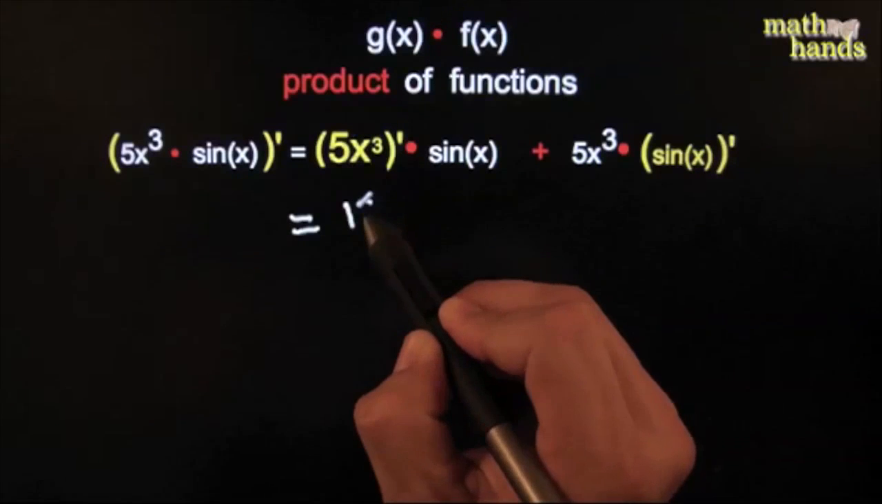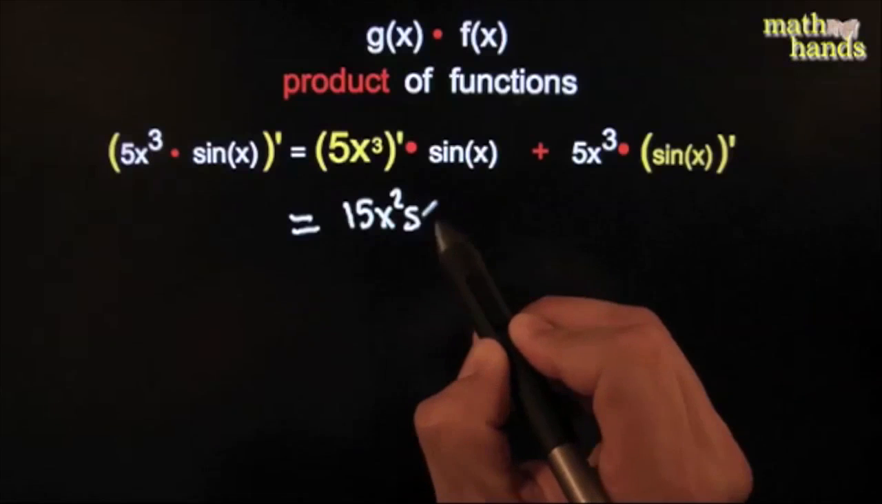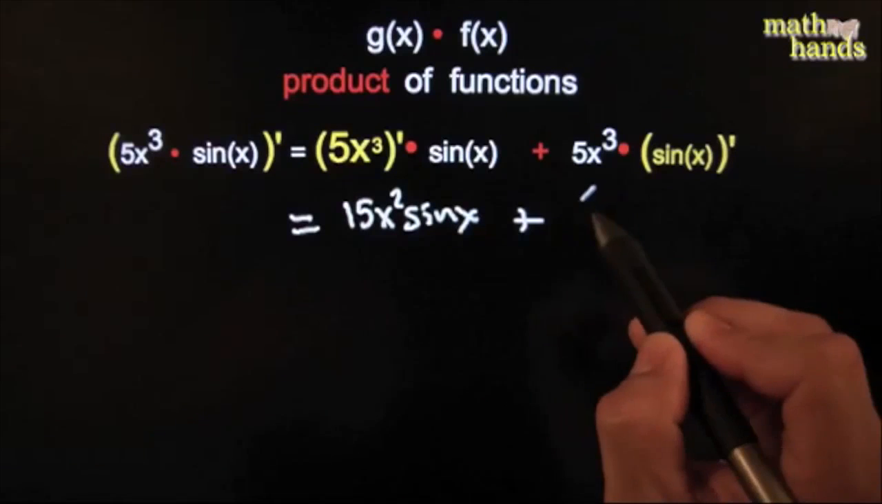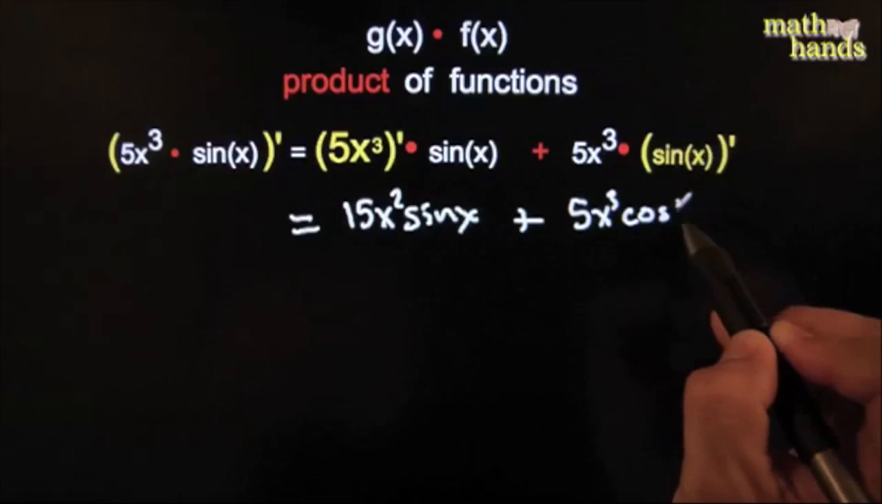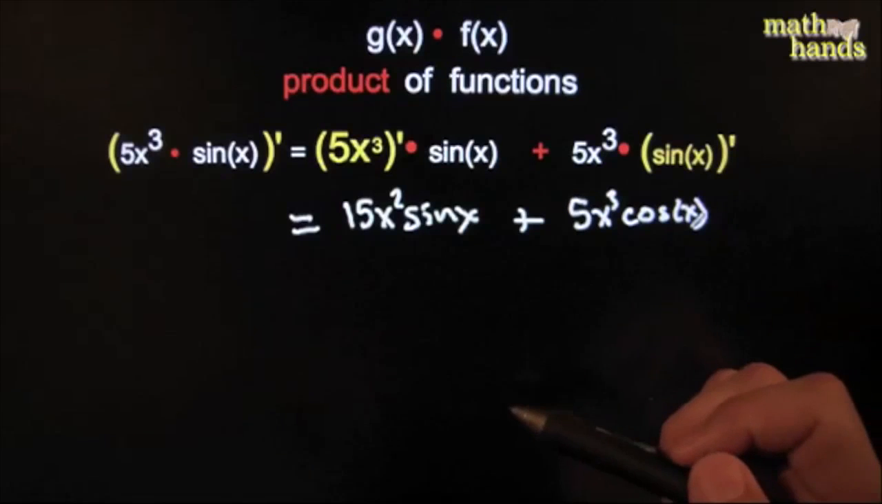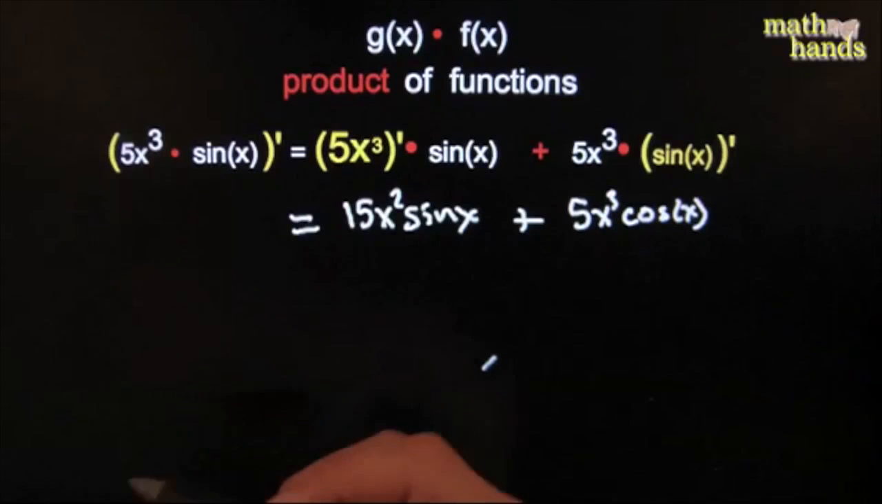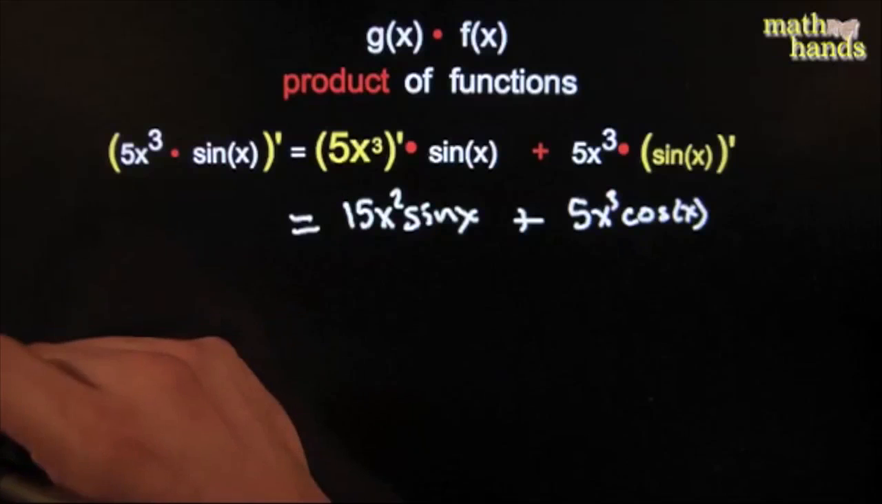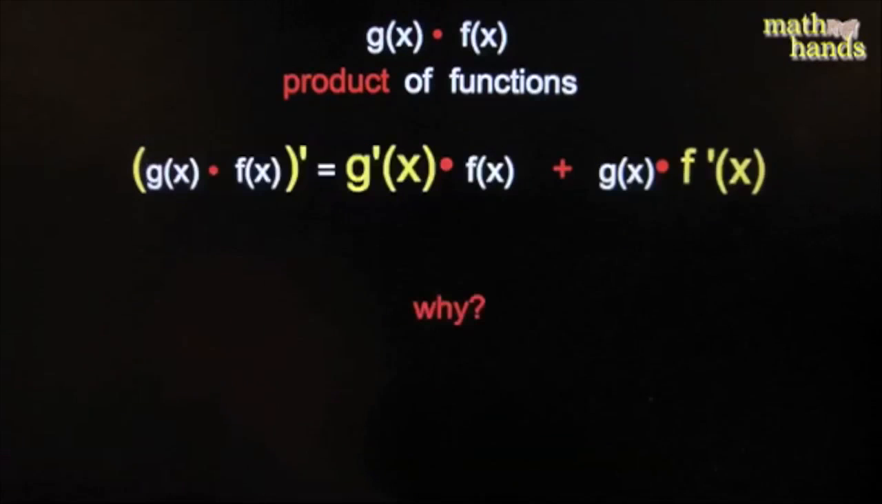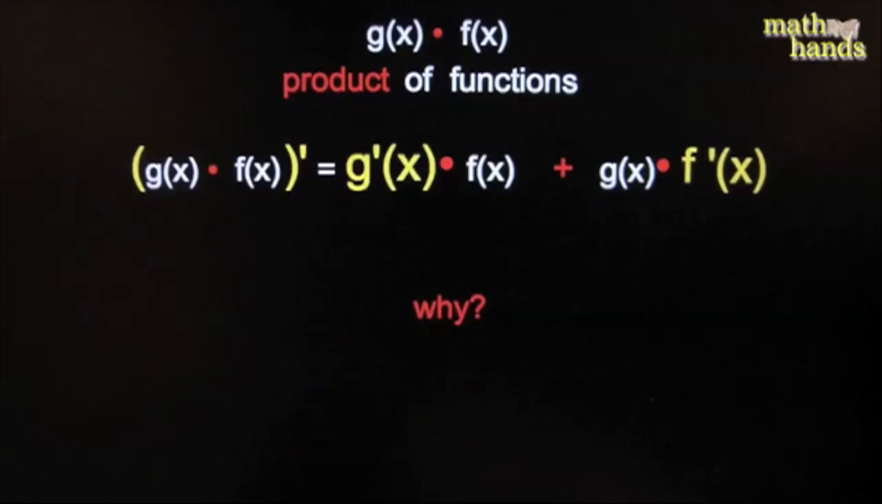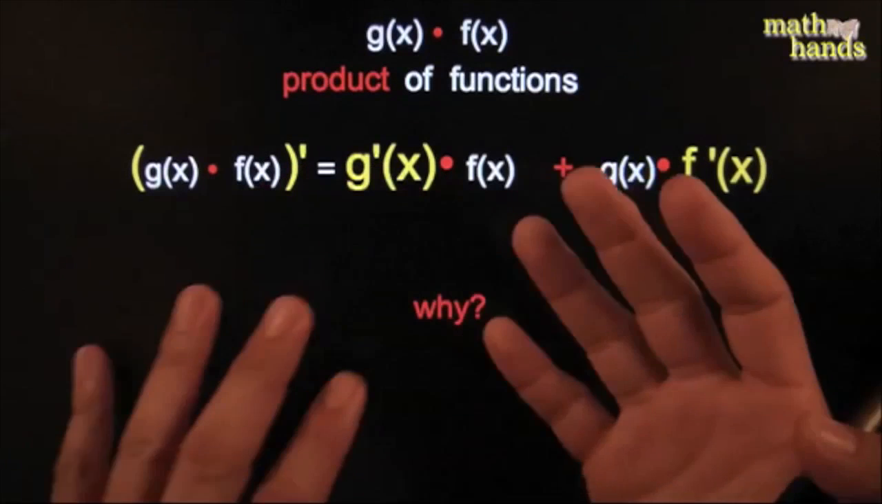3 times 5 would be 15x squared sine x plus 5x to the third. The derivative of sine is cosine x. And you're done. Okay? That almost merits a yippee-ki-yay. Not really. Product rules. This is so easy. Of course, you could do that all day long, and you should do that all day long for homework.